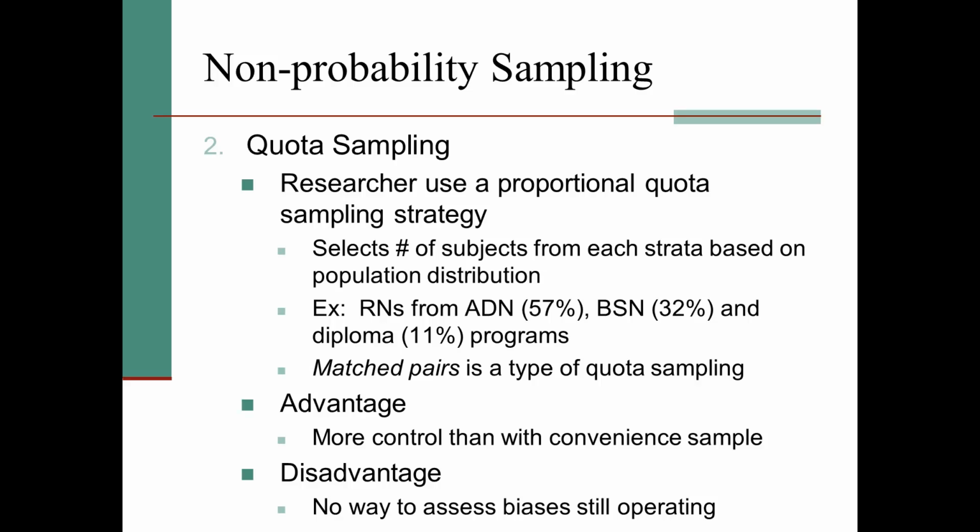Anyway, advantages: there's more control, and a little more convenience in terms of you'll have some idea of who you're getting, and once again, there's no way to assess your bias. So quota sampling is helpful, taking the proportion of quota, but it is not quite as strong as a random sampling, although I think there's some real advantage to it.